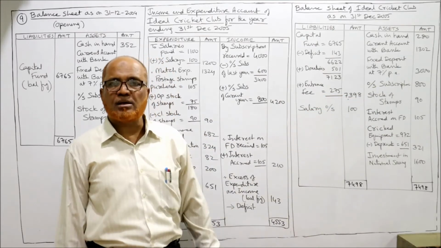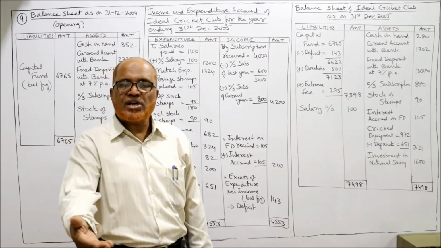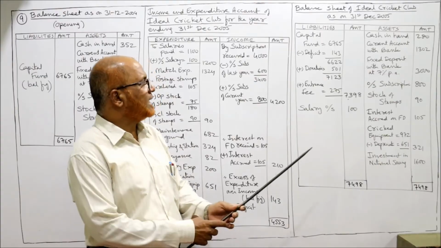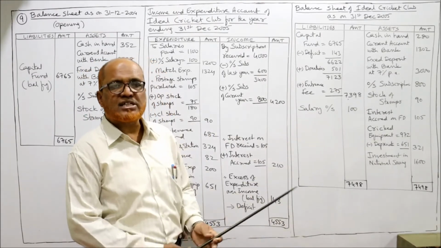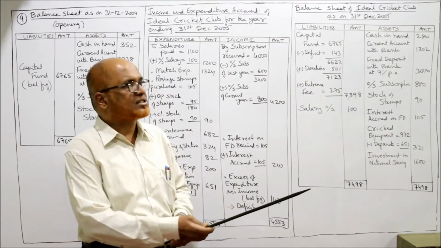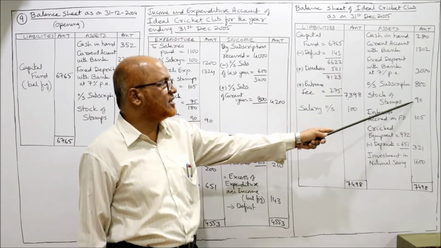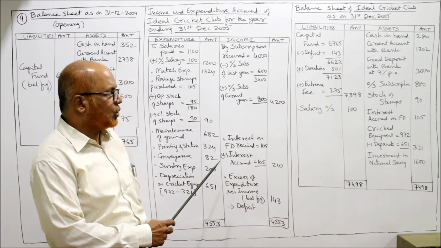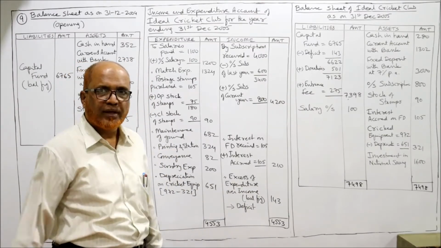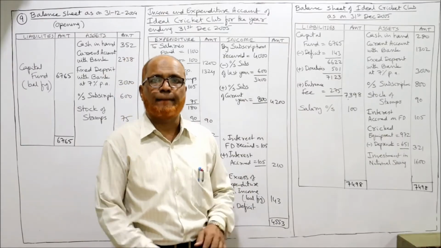Now we'll take outstanding subscription. Outstanding subscription at the end of the year is 800. यहाँ पर है current year के outstanding 800. Stock of stamps, current year के stock of stamps 90 rupees है given in the adjustment. Interest on FD, just now I told you interest accrued on FD is 105. 105 रुपए इंटरेस्ट आने का है.